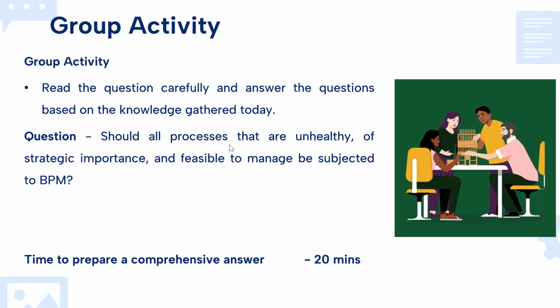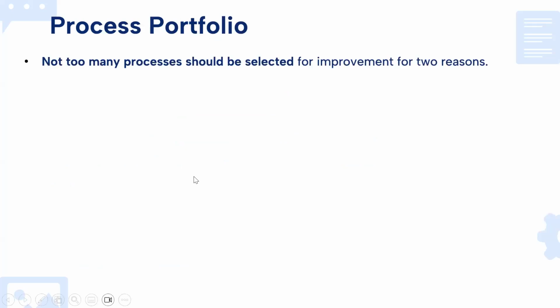So if we identified 10 processes that are unhealthy, of strategic importance, and feasible to manage, should we do BPM activities on all those 10 processes, or should we select one or two out of them? That's the question I'm asking here. I will let you all know the answer because nobody answered. When you are considering processes for selection, not too many processes should be selected for improvement, for two reasons. We should not select all the 10 processes. We should select one or a few.